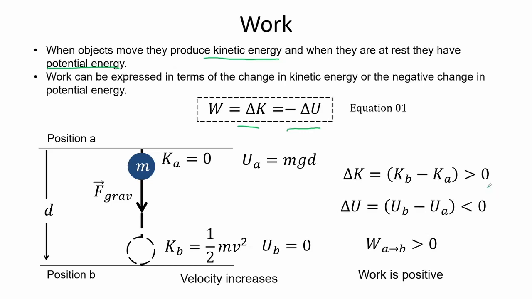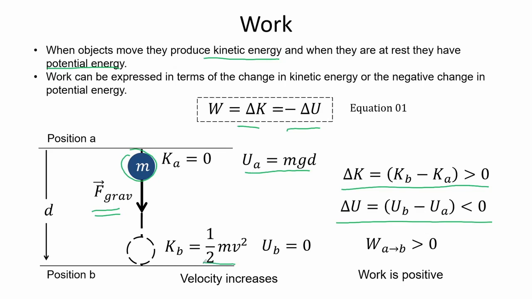Here we have an object with mass m and it falls from rest from a height d. The mass is acted on by gravity, hence the force of gravity F. Initially it has potential energy at position A. At its final position B it has kinetic energy.